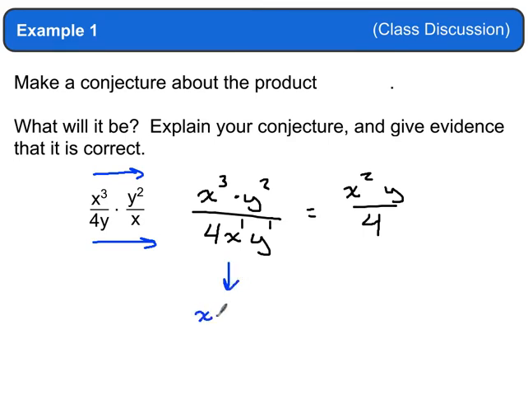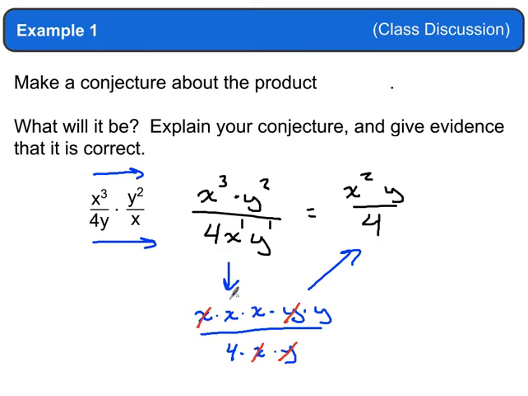Now, for those people who are very visual, if I was to write this out, I would write x times x times x times y divided by 4 times x times y. That allows me to cancel an x for an x and a y for a y. That is why my answer ends up being x squared, because I got 2 x's and a single y left over and a 4 at the bottom. So again, to recap, all we did was multiply from left to right and then simplify.